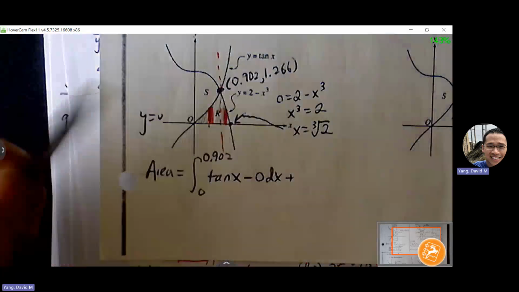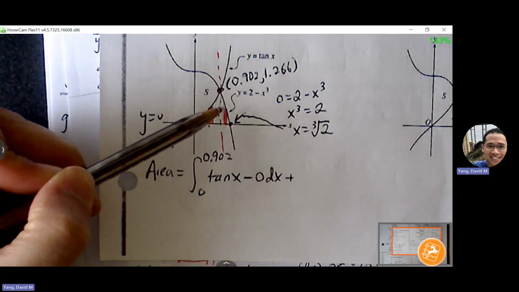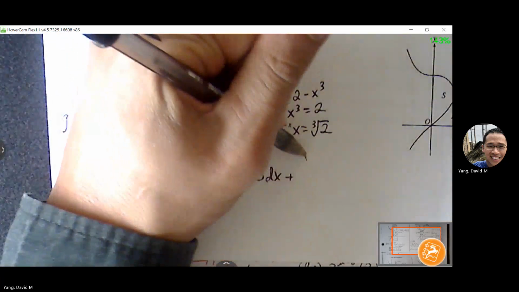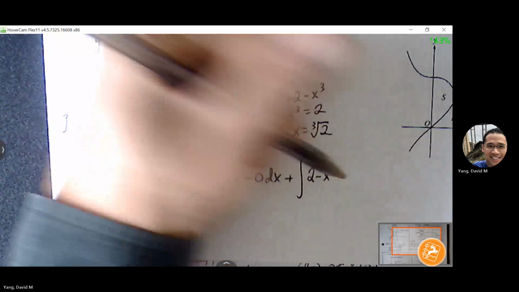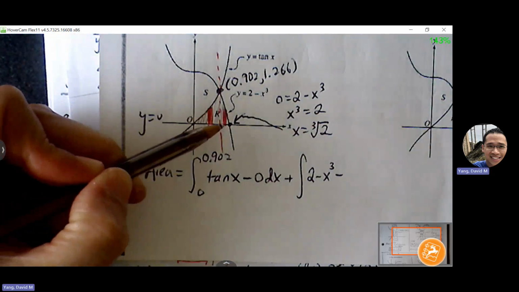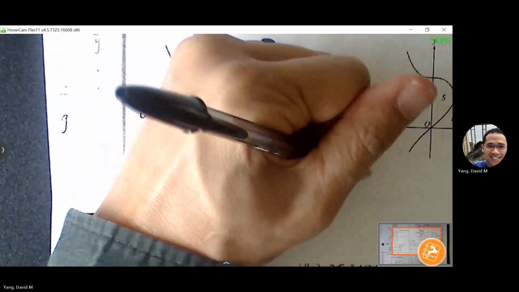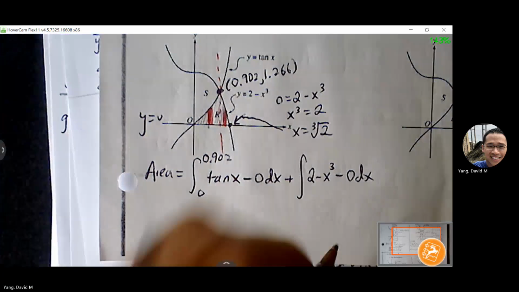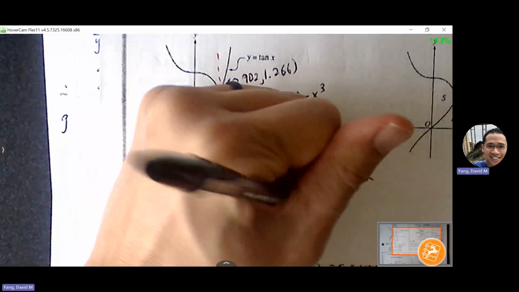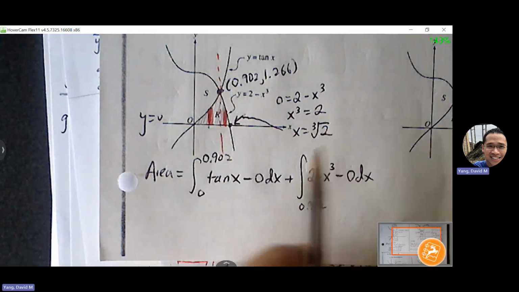Okay, the second region here, I know it's a little bit small. What's the top of my second rectangle touching? 2 minus x cubed. Top minus bottom, the bottom of my rectangle is touching the x-axis, so 0. And what are the bounds going to be here? 0.902 to the cube root of 2, or you can do the decimal version of that.